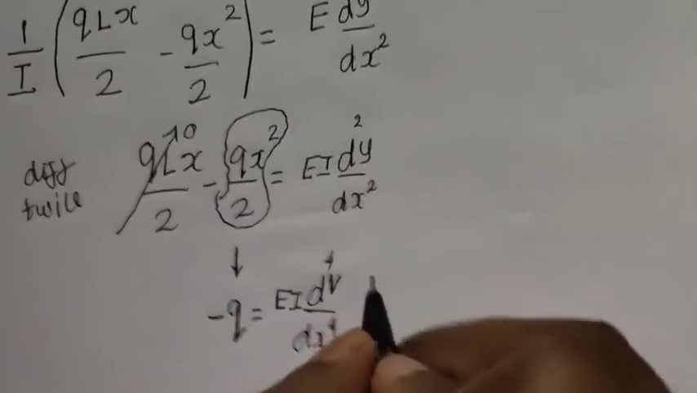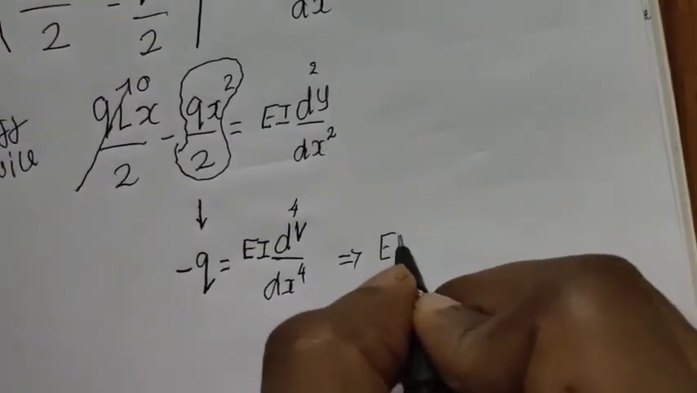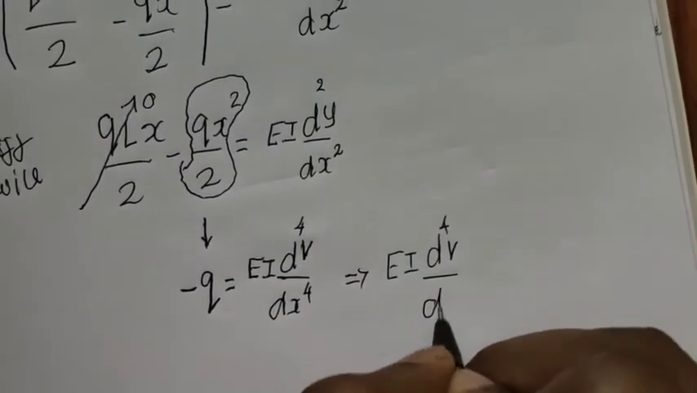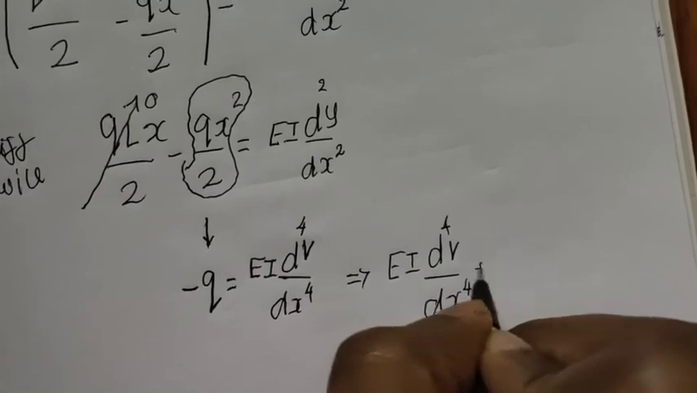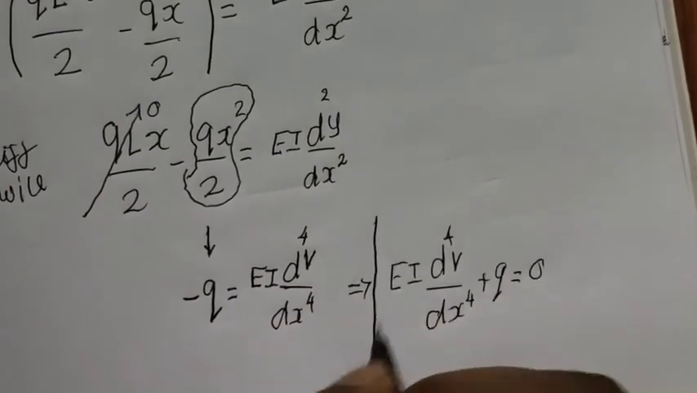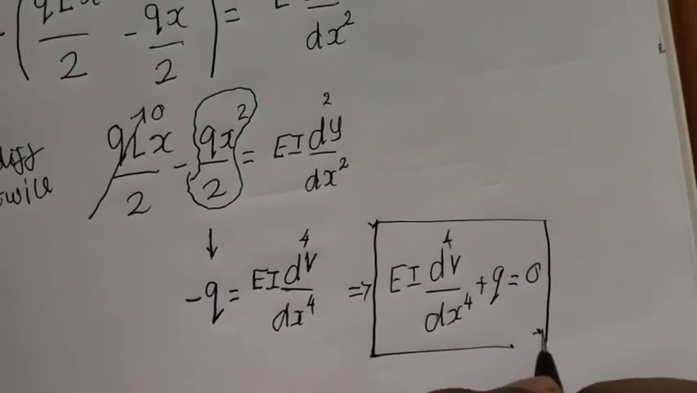I can rearrange this equation as EI into d power 4 v by dx power 4 plus q is equal to 0. So that is the governing differential equation of a simply supported beam that is subjected to a uniformly distributed load.